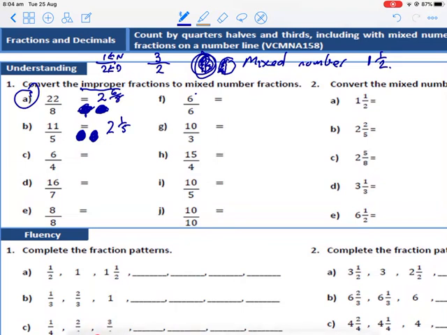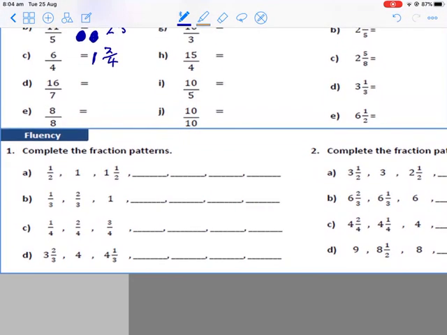With C, 6/4, this is a nice easy one. How many times does 4 go into 6? It goes in once with 2/4 left over. Hope that helps. The next one, complete the fraction patterns.